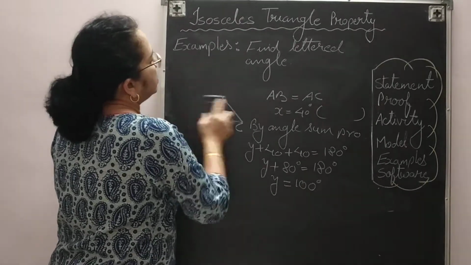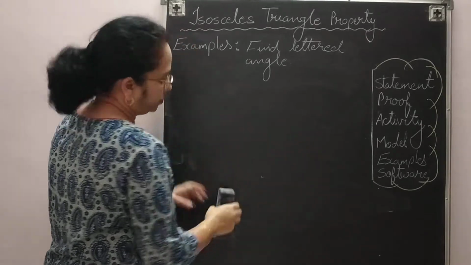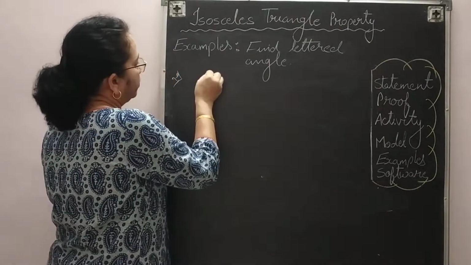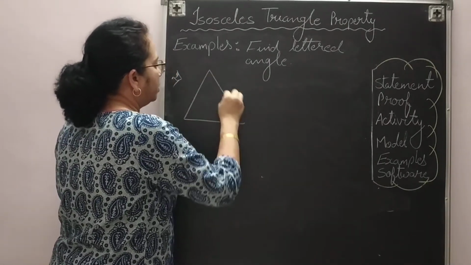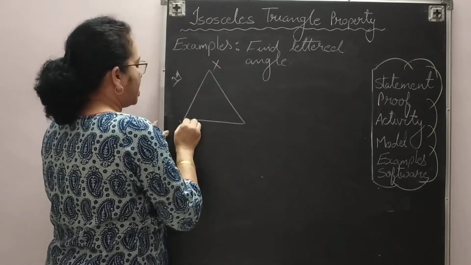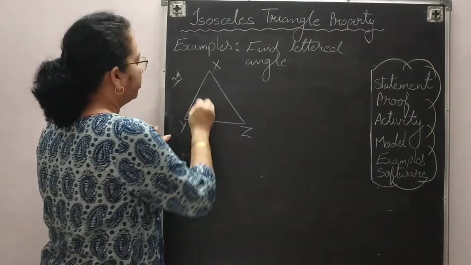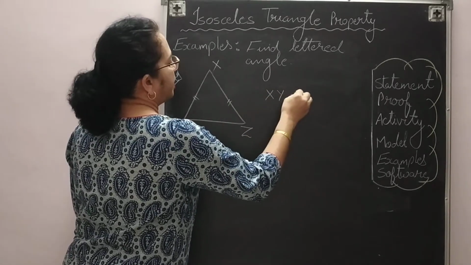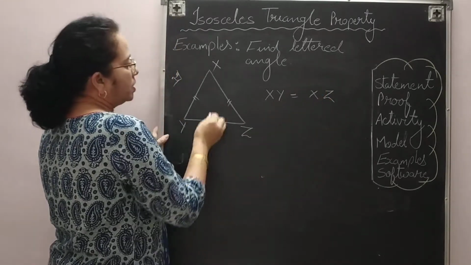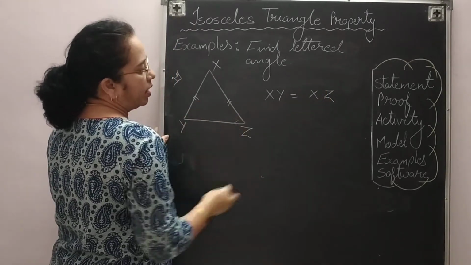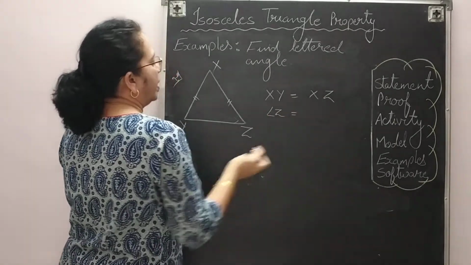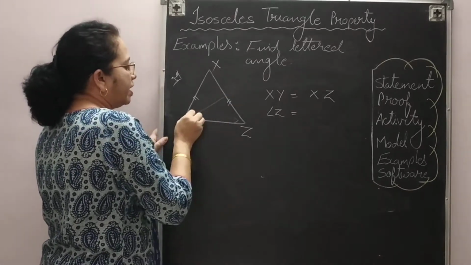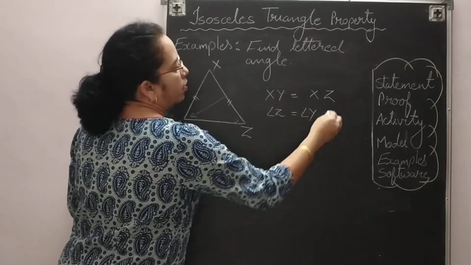Now we will go for the second example. The second example is again one isosceles triangle. Suppose this time the name I am giving is XYZ, you can give any name. These two sides are equal. So what is given here? XY is equal to XZ. Okay. So opposite to XY, which angle is there? Angle Z. And opposite to XZ, which angle is there? Angle Y.